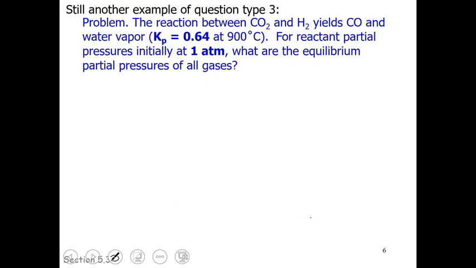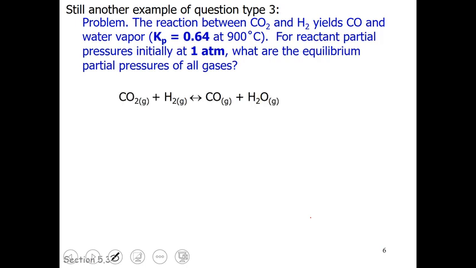The reaction between CO2 and H2 yields carbon monoxide and water vapor, and we're given a Kp value of 0.64 at the temperature we're doing this, which is 900 degrees Celsius. For reactant partial pressures initially at 1 atmosphere, what are the equilibrium partial pressures of all the gases?